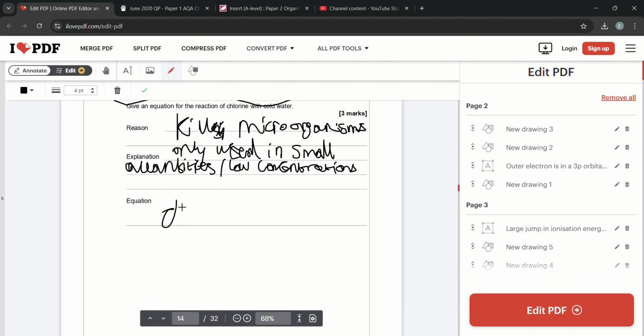And then the equation, chlorine with cold water, plus H2O, HCl.